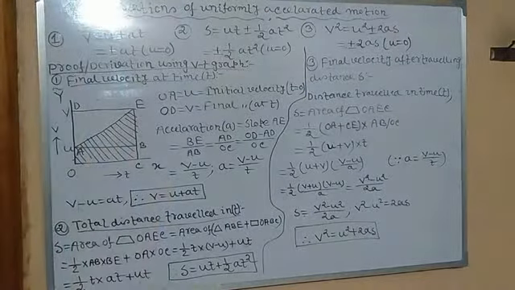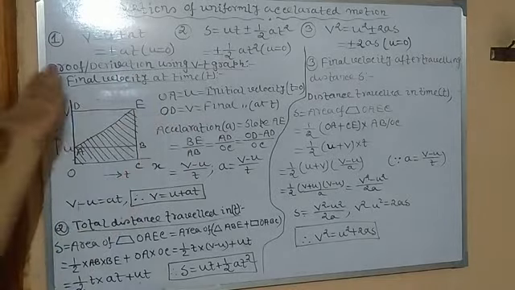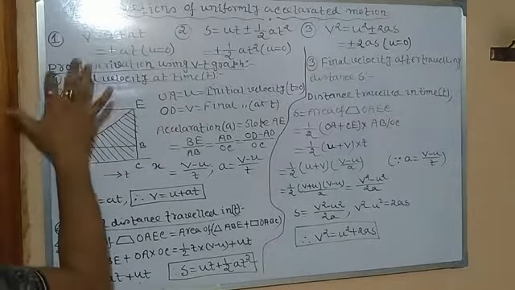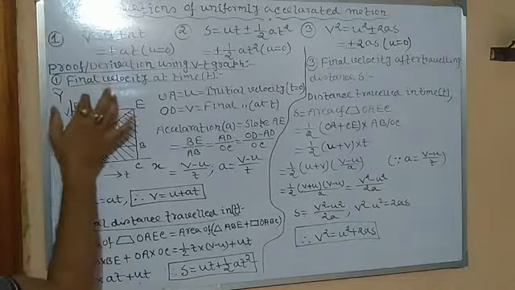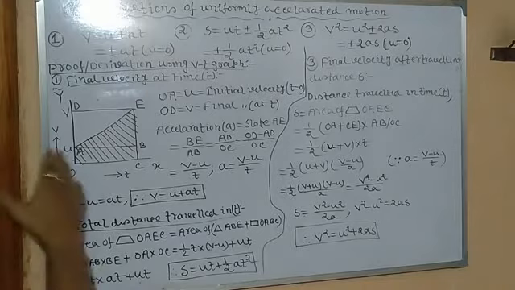So let's prove all these equations using the velocity-time graph. It is a proof or derivation, whatever you call it. The first equation is the final velocity at time t, as I said. So this is the velocity-time graph.